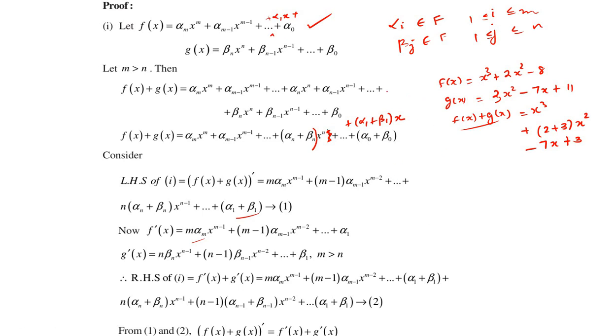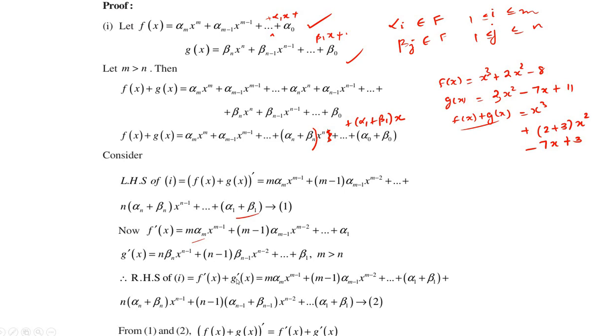And similarly here also in the next one, you have beta 1x plus beta naught. So when you consider the derivative, this is what you get for f, and the derivative of g of x is this: n beta n x power n minus 1, and so on, beta 1. Your m is greater than n, that's our assumption.